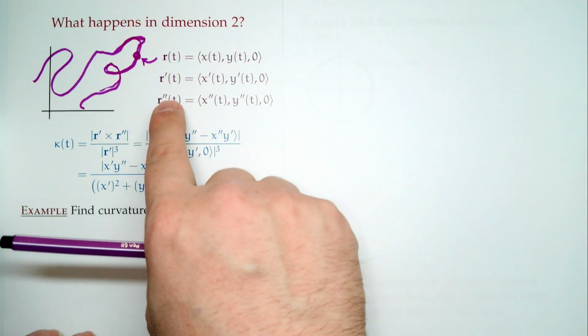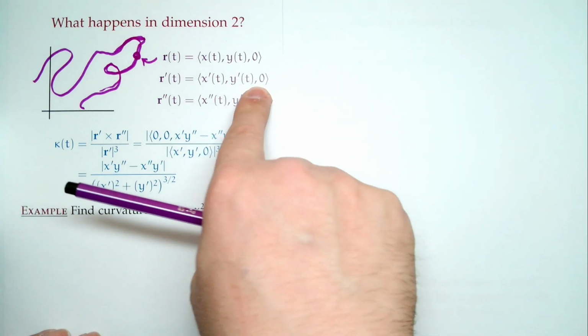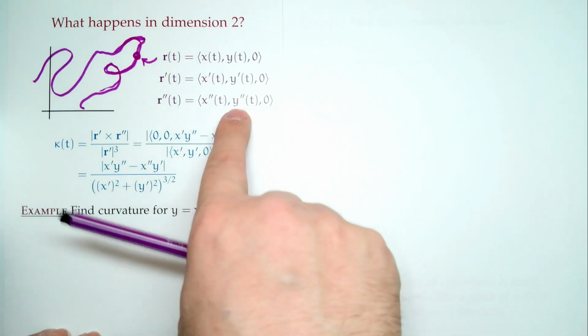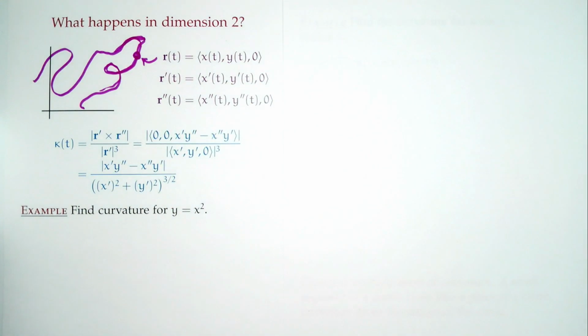R prime of t, well, that's x prime, y prime, 0. R double prime, x double prime, y double prime, 0. And now apply the formula. So you get the magnitude of r prime cross r double prime over the magnitude of r prime cubed. The denominator is nothing surprising. Now, if you look at the numerator, you might say, wow, that's a really simple expression. You'll notice it has 0 and 0 in the first 2 entries.